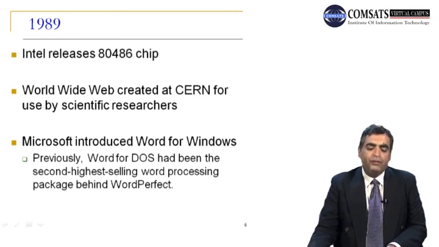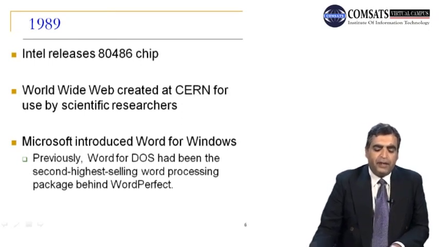In the same year, the World Wide Web was created at CERN for use by scientific researchers. This is the first of the internet, but it was limited for scientific researchers. It was not made for public use.